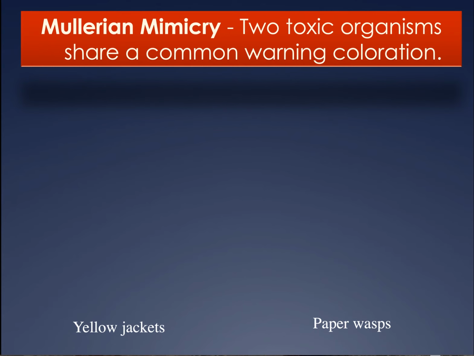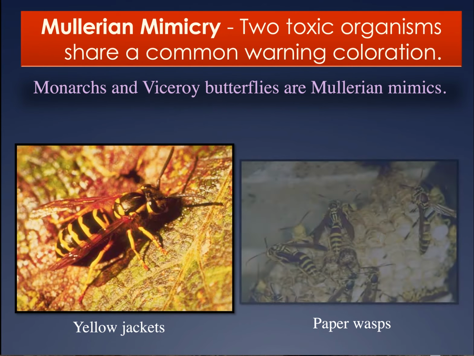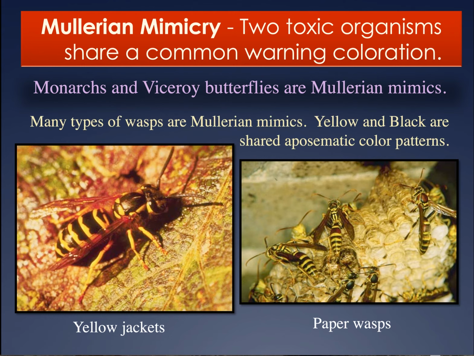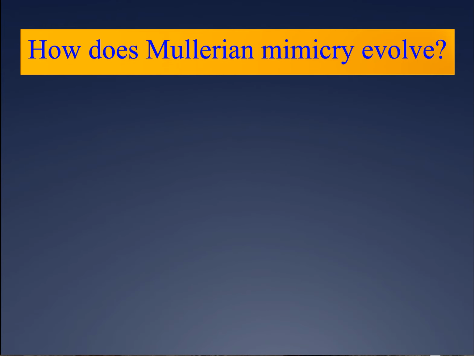So Mullerian mimics are a bit of what we see going on with wasps and yellow jackets and bees, in which we have the frequent use of the black and the yellow. So how does Mullerian mimicry evolve? How does Batesian mimicry evolve? I want to talk about that right now, and I wish we had a lot of class time to work in small groups.